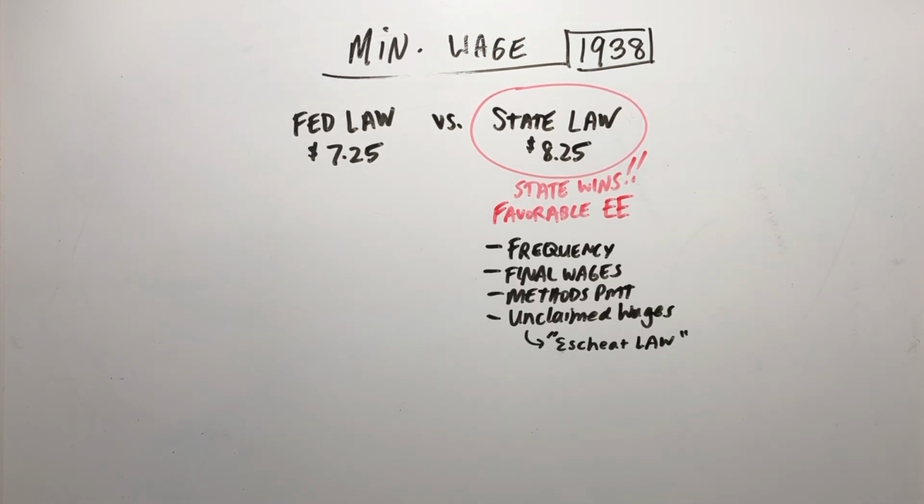States also have the authority to put requirements on the frequency of payments, the final wages paid to someone who's terminated, the methods of payment, and over unclaimed wages. So if an employee does not cash their paycheck, what are the rules that the corporations or businesses have to abide by? And this is called escheat law, and these are really the purview of states.